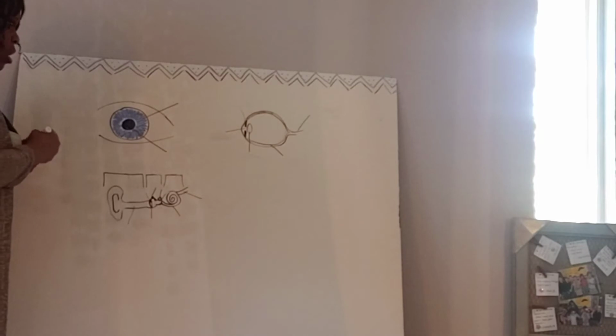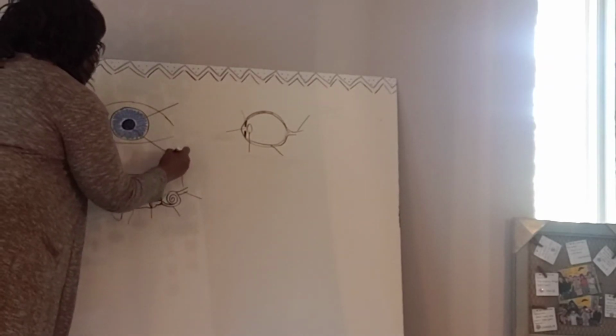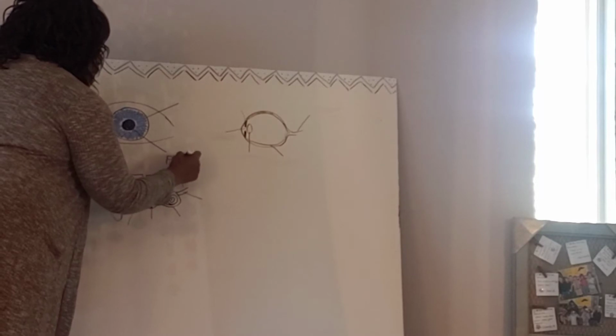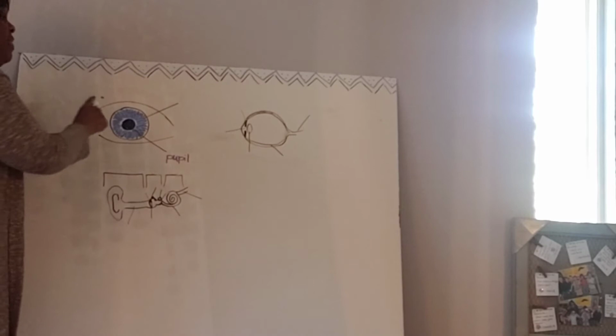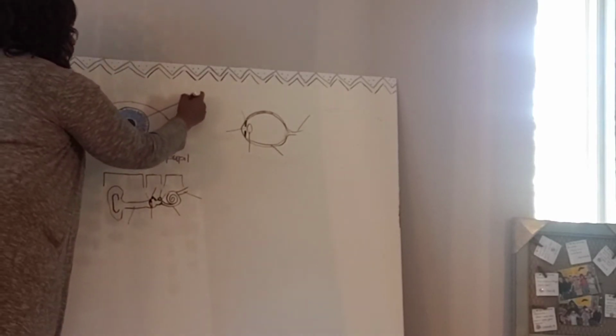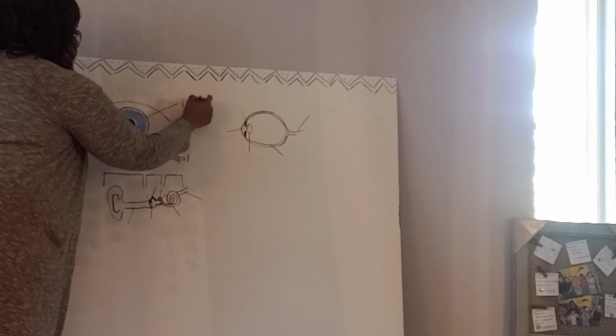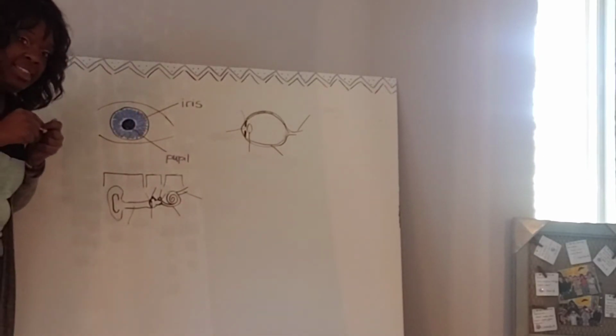And what is that called? That is called your pupil. Very good. Your pupil is the black hole in the center of the eye. And then outside of that, this here is the iris. Excellent. And your iris is what controls the amount of light that gets in the eye.